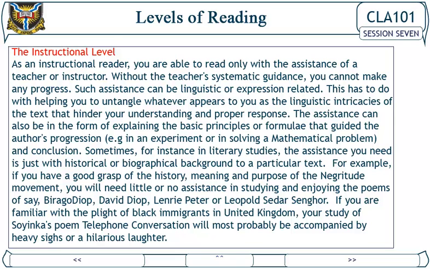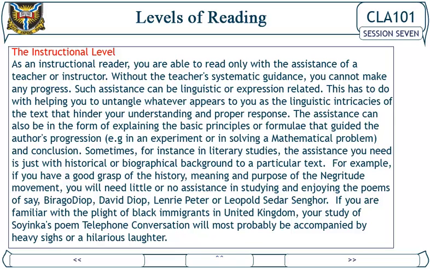The assistance can also be in the form of explaining the basic principles or formula that guided the author's progression, for example, in an experiment or in solving a mathematical problem. And conclusion. Sometimes, for instance, in literary studies, the assistance you need is just with historical or biographical background to a particular text.